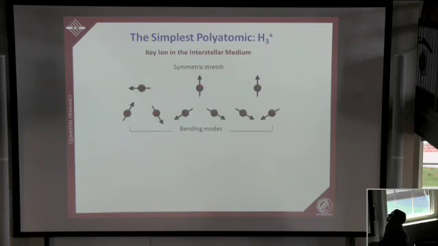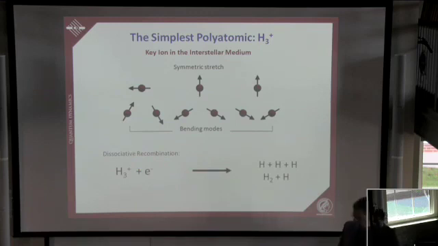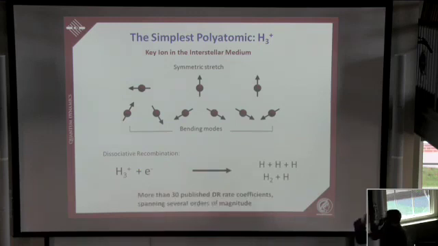Okay, now I want to switch to the simplest polyatomic ion, my favorite molecule, H3+, a triangular molecule that is one of the key ions in interstellar space. It's a very active proton donor. It creates much larger molecules as a catalyst in a sense, and it's a very important molecule in the interstellar medium. Also, the dissociative recombination of H3+ is very important. It's one of the more important parameters in interstellar cloud models, and therefore it has been measured more than 30 times, and there are more than 30 published rate coefficients for this little reaction here.